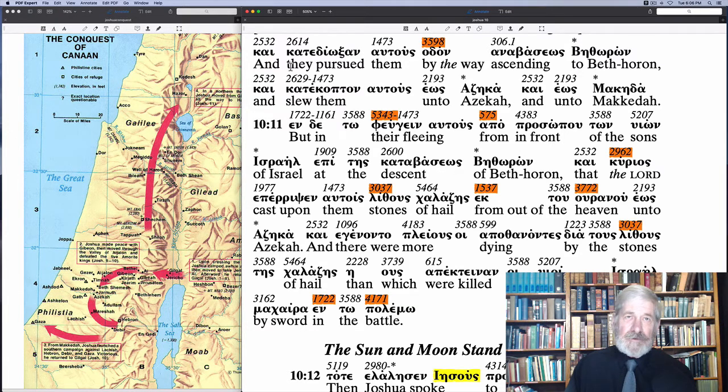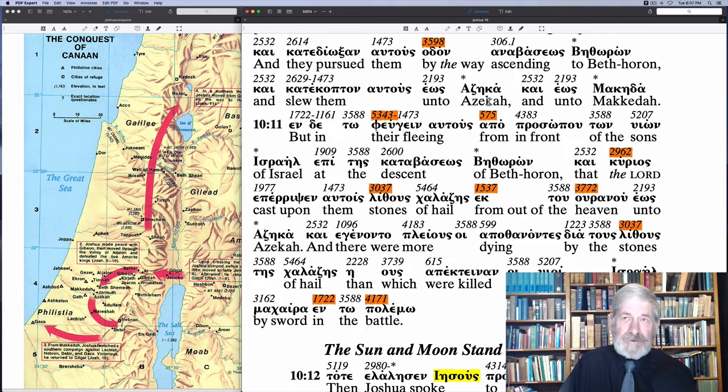And it continues. The Jews pursued them by the way, hodon, the way, ascending to Beth Horon. Odometer comes from that. This is what the early Christians were called, with the way, in Acts 9 or 10. They went by the way of Beth Horon. I couldn't find Beth Horon on here, unless I'm missing it.